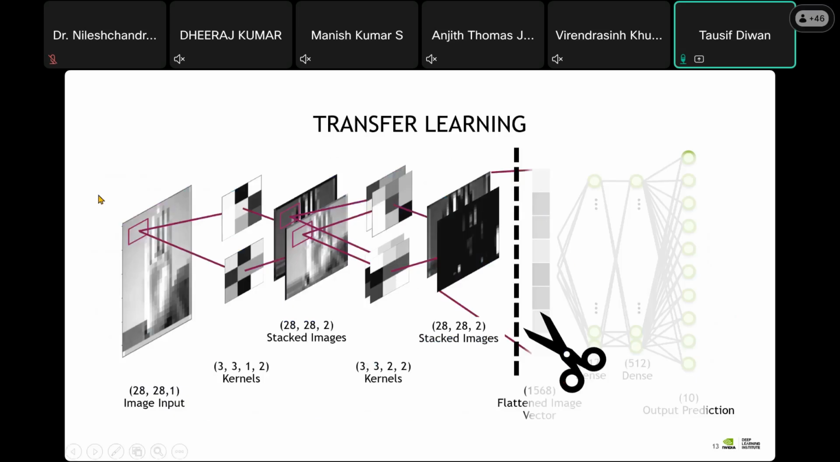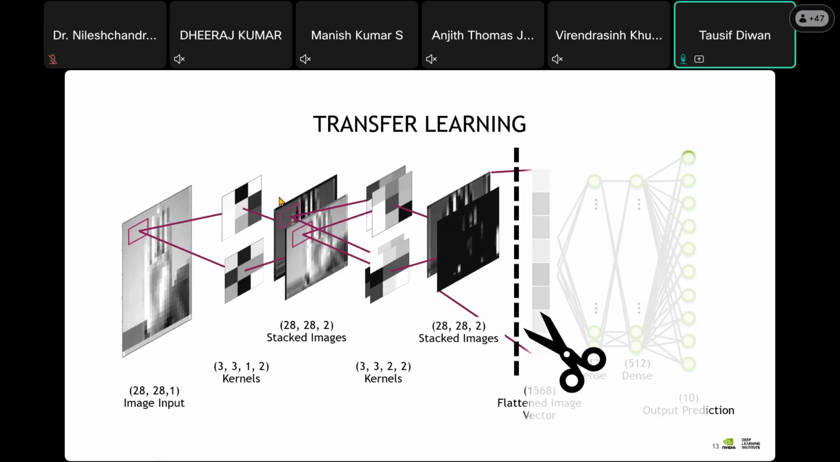Generally, the model is already there, and you can see the entire structure here. We can cut the model at any particular place, so this is one part and this is the remaining part. This part will be the same, and after that we will add some more customized layers, and then fine tune this entire architecture. There are basically two types of transfer learning: one is feature extraction and the other is fine tuning.